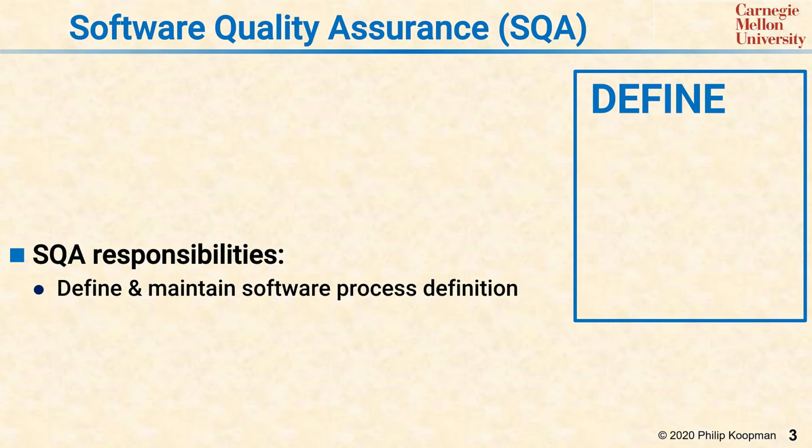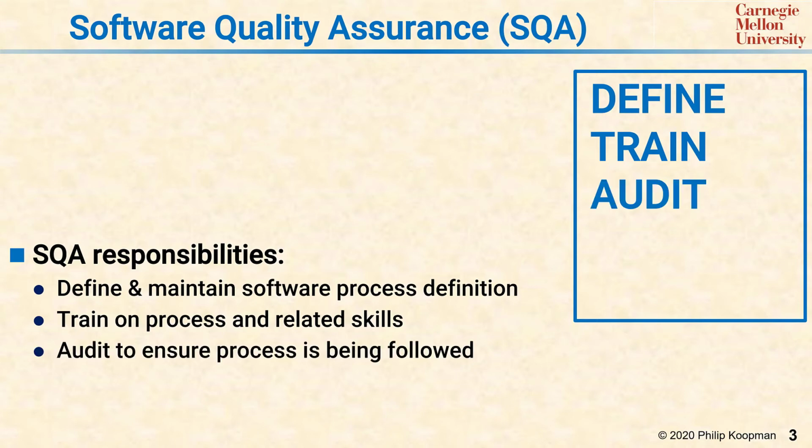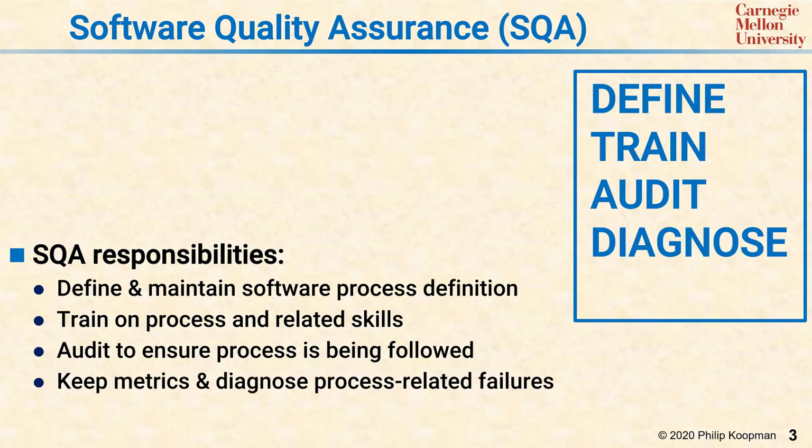The next responsibility is to train on the process and make sure that everyone understands the process and has the skills they need to play their role in the overall picture. SQA is also responsible for auditing to ensure the process is actually being followed. SQA includes diagnosing issues with executing the process.